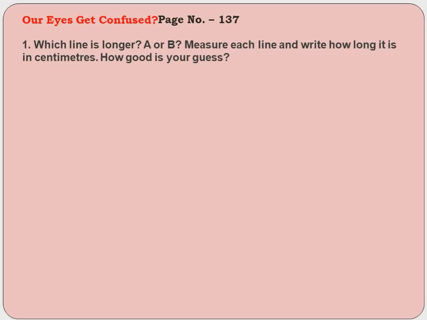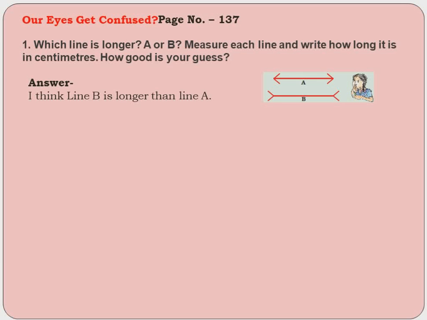Next, our eyes get confused. Page number 137. Which line is longer, A or B? Measure each line and write how long it is in centimeters. How good is your guess? By seeing this image, what will you think? See, B is bigger than A. That is what we'll be thinking. I think line B is longer than line A.